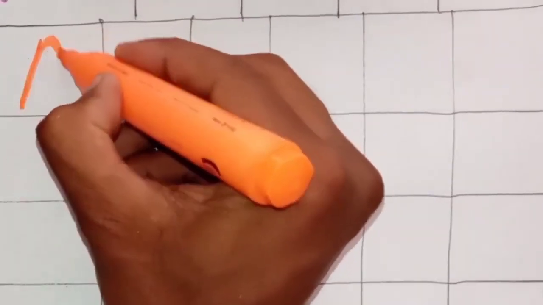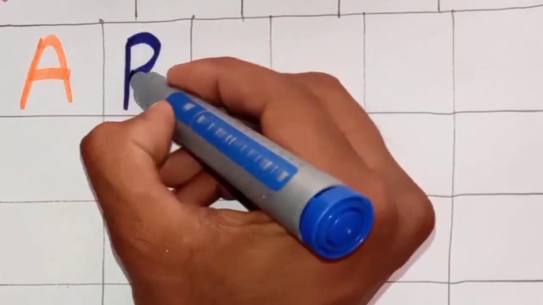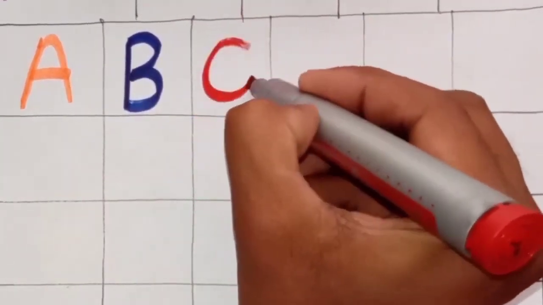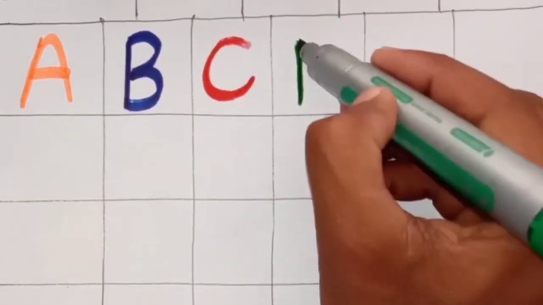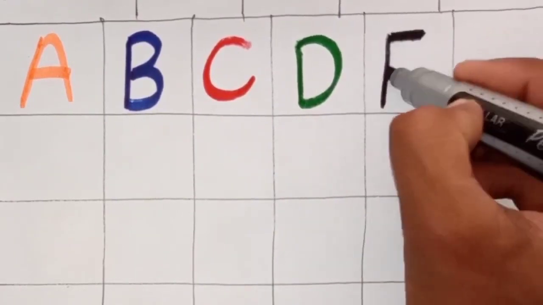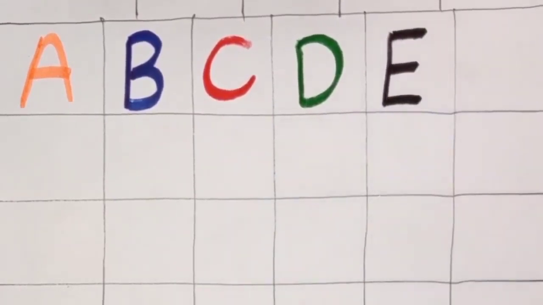Orange color A. A for apple. Blue color B. B for ball. Red color C. C for cat. Green color D. D for dog. Black color E. E for elephant.